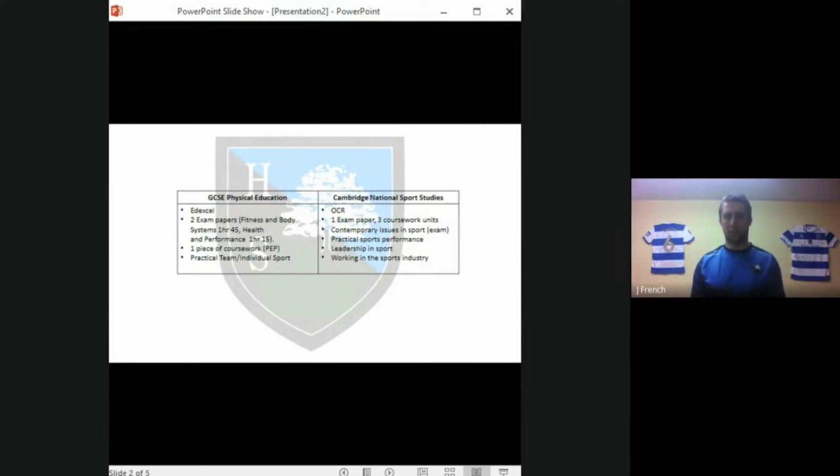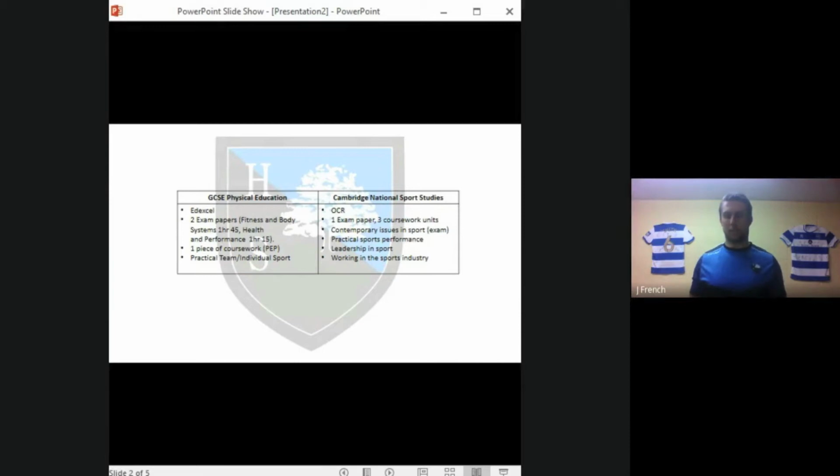There's also a piece of coursework linked with the GCSE, which is around a personal exercise training plan. So you have to go away and plan your own training program, which lasts 6 weeks, based on your sport and an area of your sport that you would like to get better.